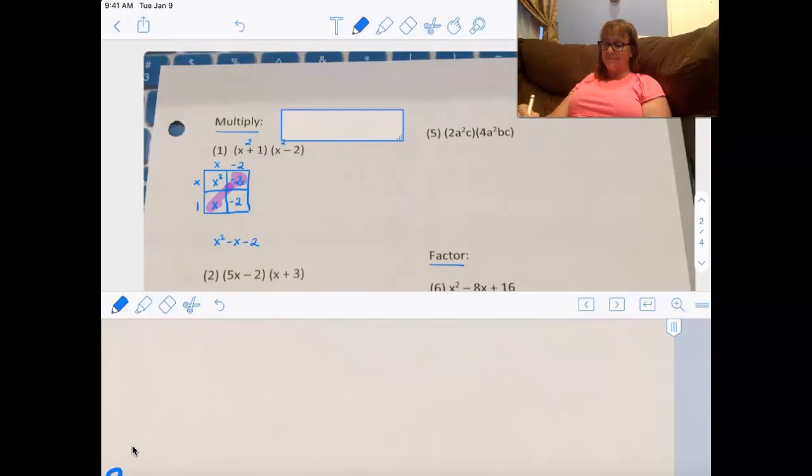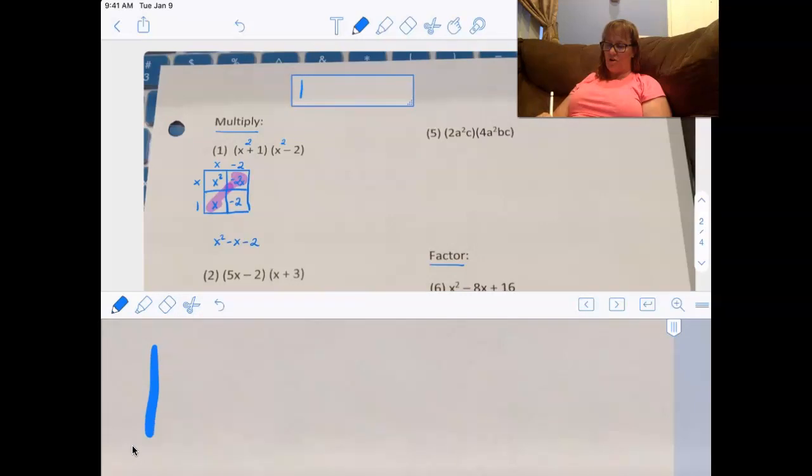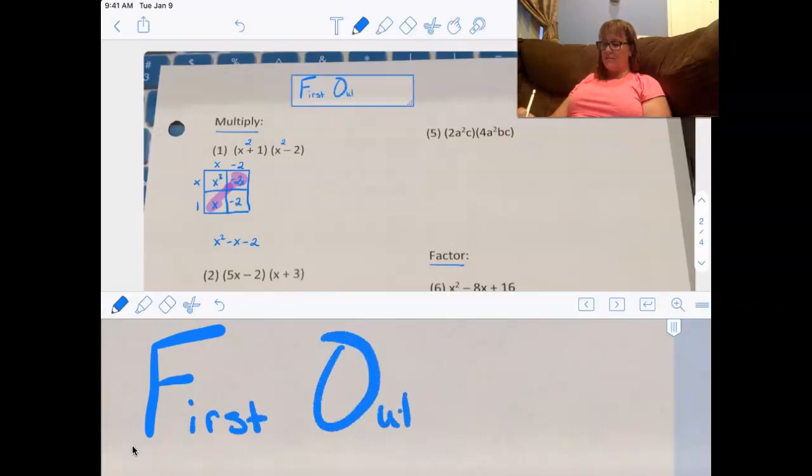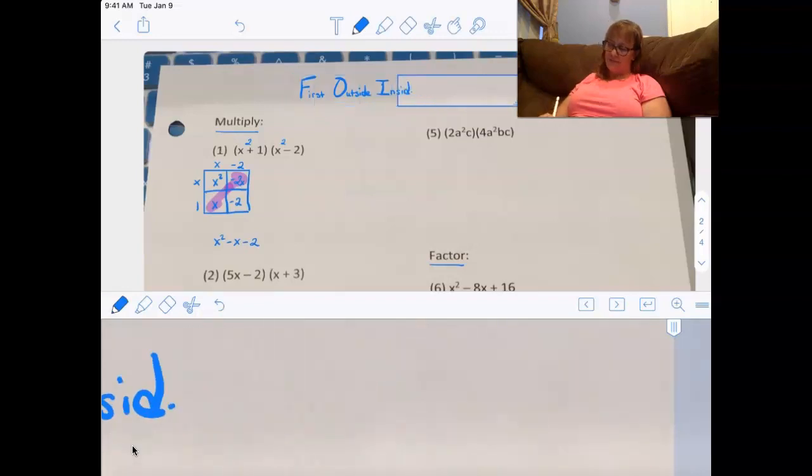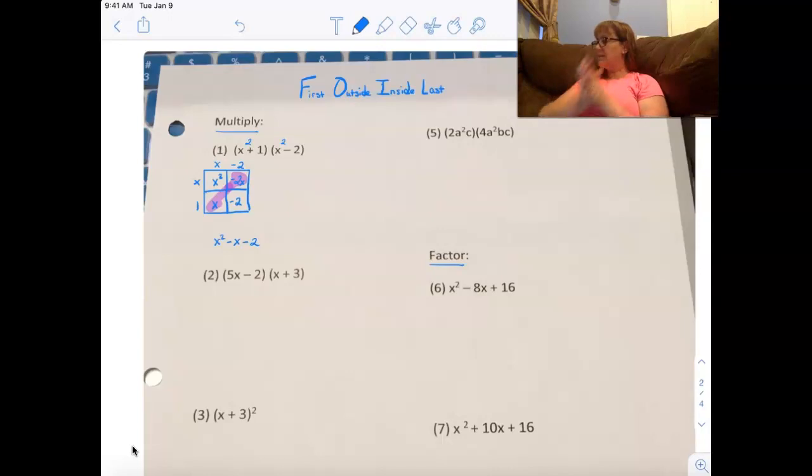Let's try this again. So, I said the other option you had was something called FOIL. F for first. O for outside. I for inside. And then L for last. So that's what FOIL stands for. First, outside, inside, and last.